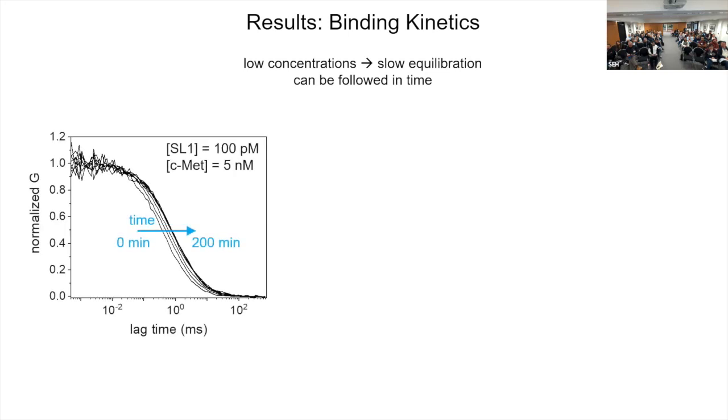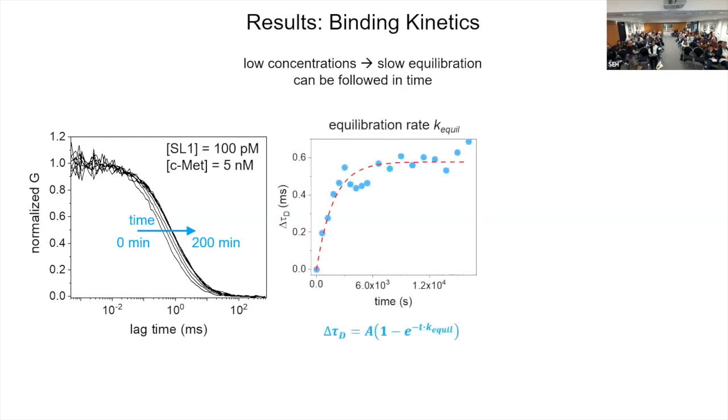So yeah, here I mix 100 picomolar of aptamer with 5 nanomolar of target protein. And from the time of mixing, I started monitoring the curve. And as you can see, it's again shifting to the right. So we can plot the diffusion times, how they change during acquisition, in this blue plot. It's a bit noisy, but you can see they follow the expected saturating exponential. So from this, we get the equilibration rate for this solution.